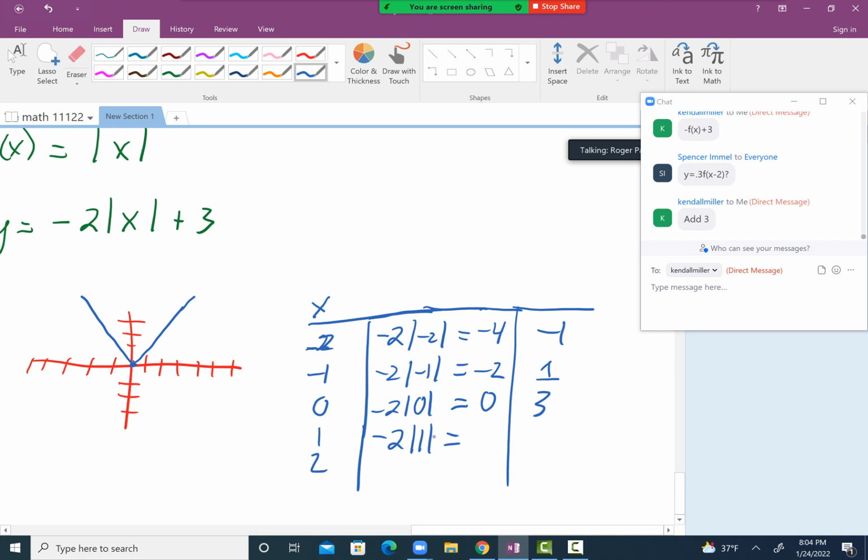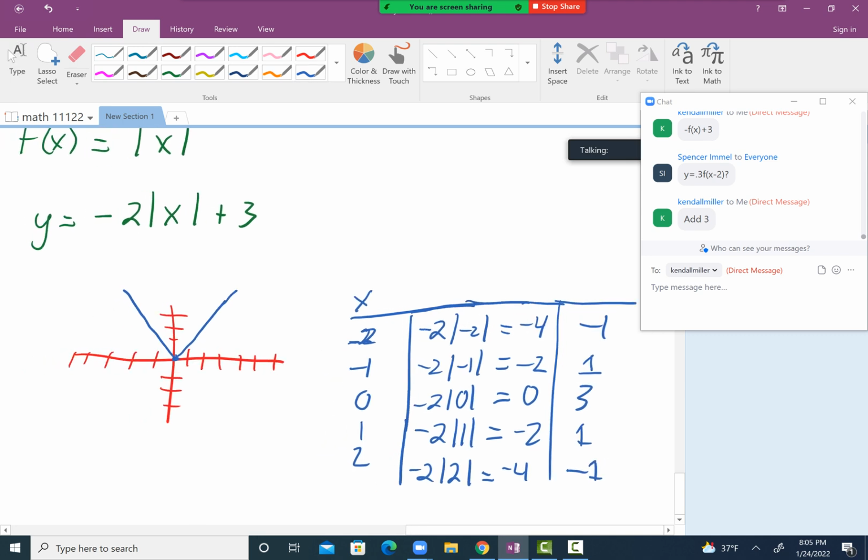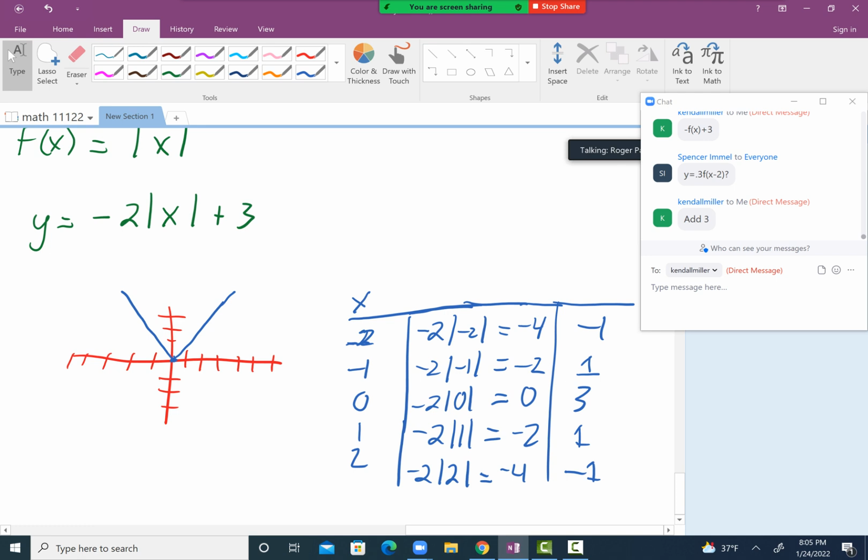I know that's a negative 2 because it's the same as up here. I know this is going to be 1. It's not going to change because you're just changing the positive to a positive. It's a negative 4, which is a negative 1. Okay. So what's happening is that we're taking this graph and we're going to do the negative 2 part first. The negative 2 part, first of all, is going to reflect this thing, right?